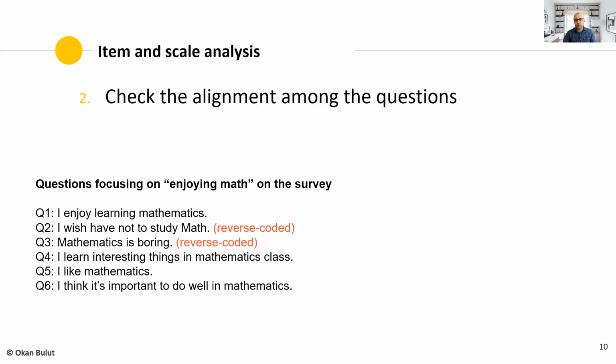In this example, I'm giving you more questions from the same survey. You have already seen question number 1, I enjoy learning mathematics. There are also questions in the same survey still focusing on enjoying math, such as I wish I did not have to study math, and Mathematics is boring, a negative item that is going to be reverse coded. Also, I learn interesting things in mathematics class, I like mathematics, and I think it is important to do well in mathematics. These are positive attitudes towards mathematics, or enjoying math.